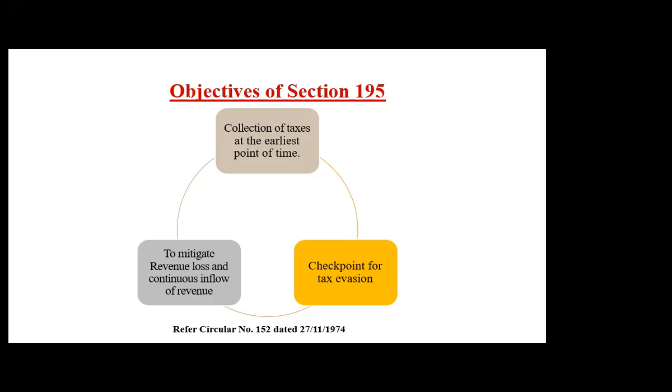Now, the reason for bringing this section into the amendment, the main reason which I feel the revenue had, and which is also there in Circular Number 152, is that the taxes on non-residents were to be deducted at the earliest point of time, to ensure that all the recovery of the taxes has been done, because there is a possibility that at the time of assessment, maybe the complete assets of the non-resident may not be here. That is one reason.